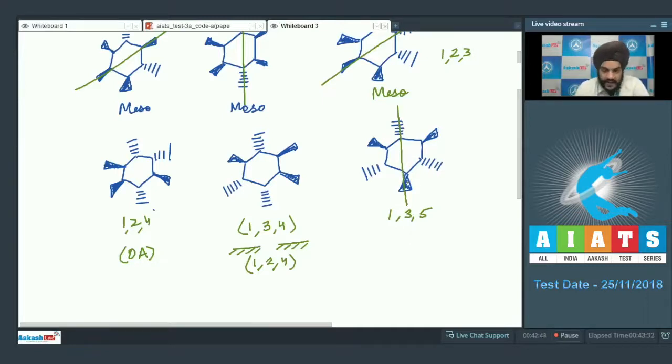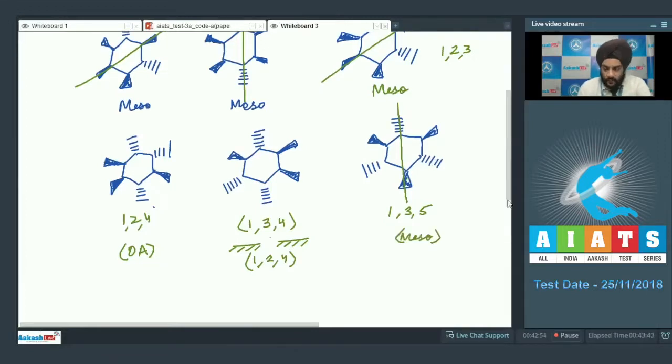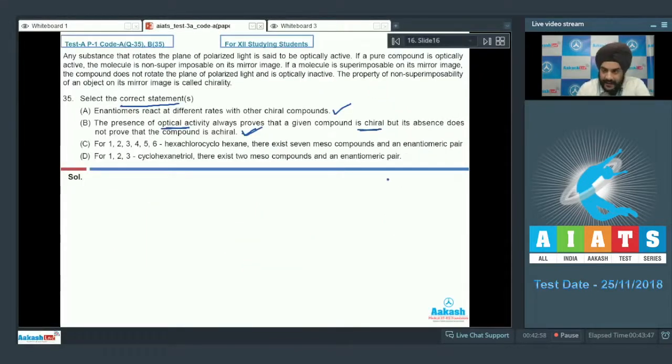So we have 9 different structures, out of which 7 different structures are meso compounds, which are optically inactive, and we have an enantiomeric pair, which is 1, 2, 4 or 1, 3, 4. So the statement given in option C is also correct. We have 7 meso compounds and we have 1 enantiomeric pair.